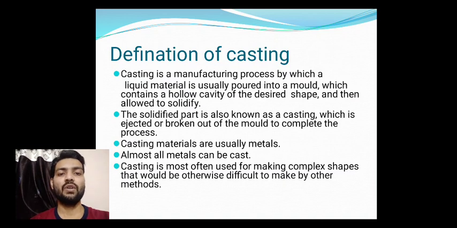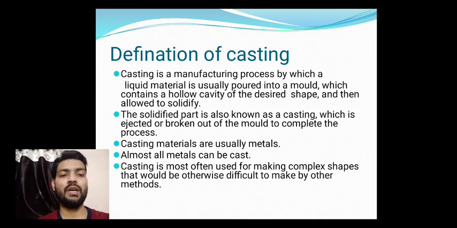Let's see the definition of casting. Casting is a manufacturing process by which a liquid material is usually poured into a mold, which contains a hollow cavity of the desired shape and then allowed to solidify. After solidification, the solidified part, also known as a casting, is ejected or broken out of the mold to complete the process. Casting materials are usually metals. Almost all metals can be cast. Casting is most often used for making complex shapes that would be otherwise difficult to make by other methods.